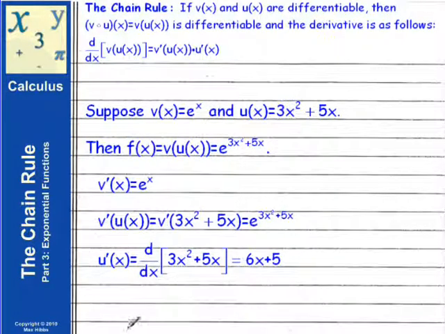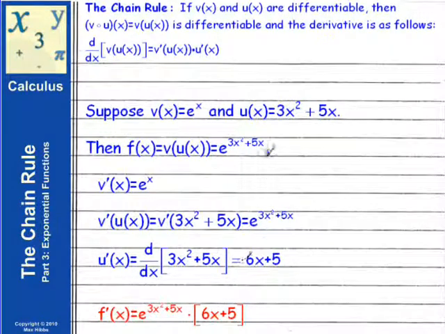Well, now we're set for the derivative of f, because the derivative of f says evaluate v prime at u. Well, that's e to the 3x squared plus 5x, which we have written here. Times the derivative of u. Well, the derivative of u is 6x plus 5. And so here's our result.